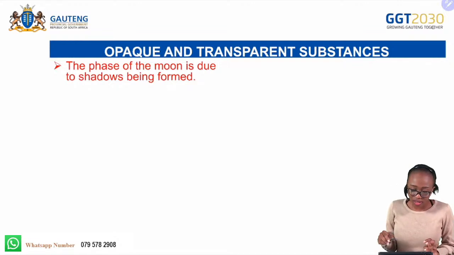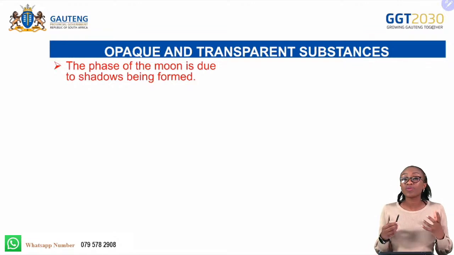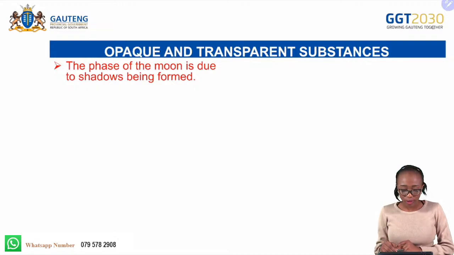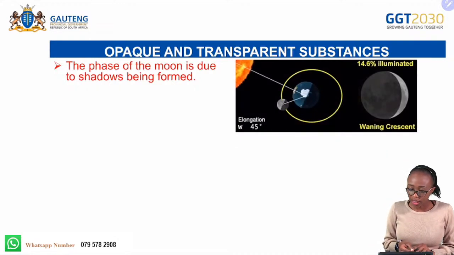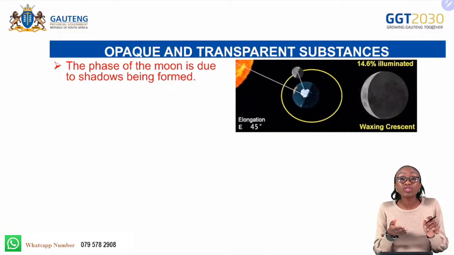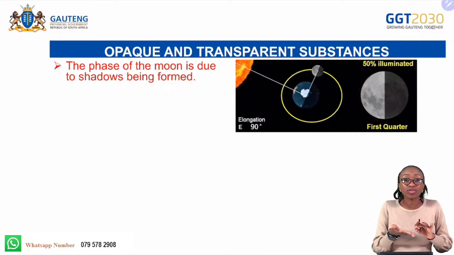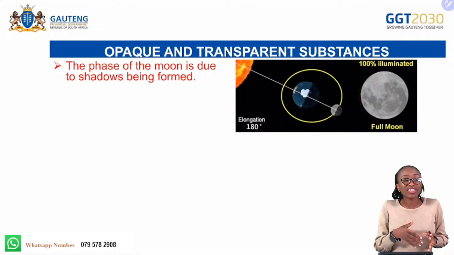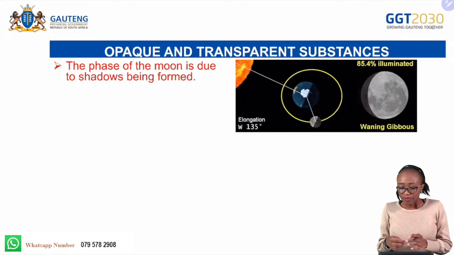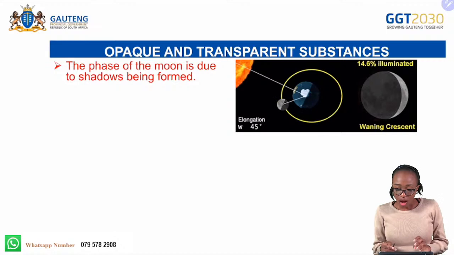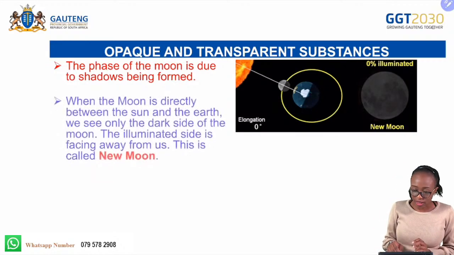Okay, so the phase of the moon is due to shadows being formed. So it's all a game of shadows. Now, if we look at the moon right here, remember the moon rotates around the earth while the earth rotates around the sun. So now, these are the different quarters of the moon. Let's learn more about them.